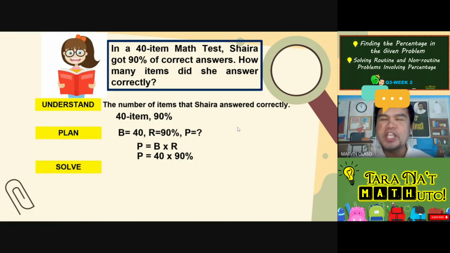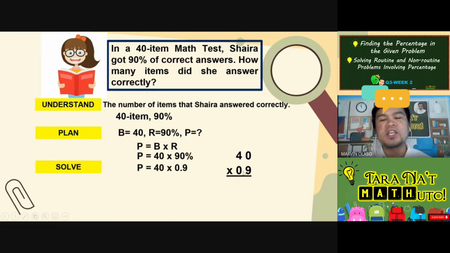To continue our multiplication, let us change 90% again to a decimal. What is the decimal form of 90%? It is equal to 0.90 or 0.9. Whichever we use, let us use 0.9 or 9/10. So let us now multiply 40 times 0.9.